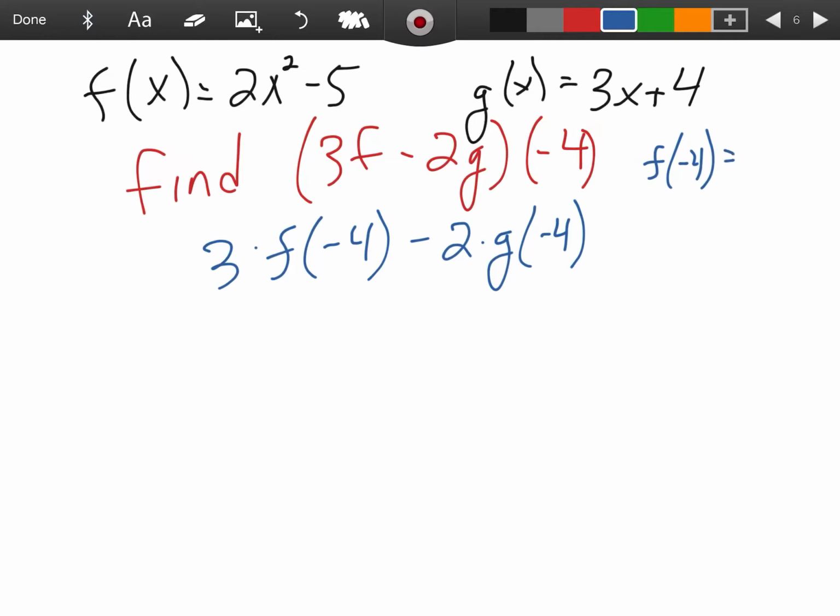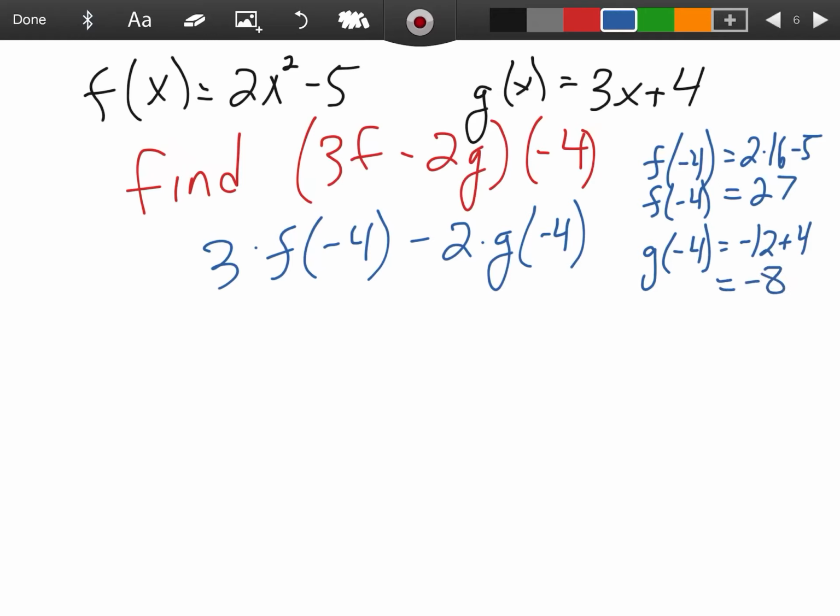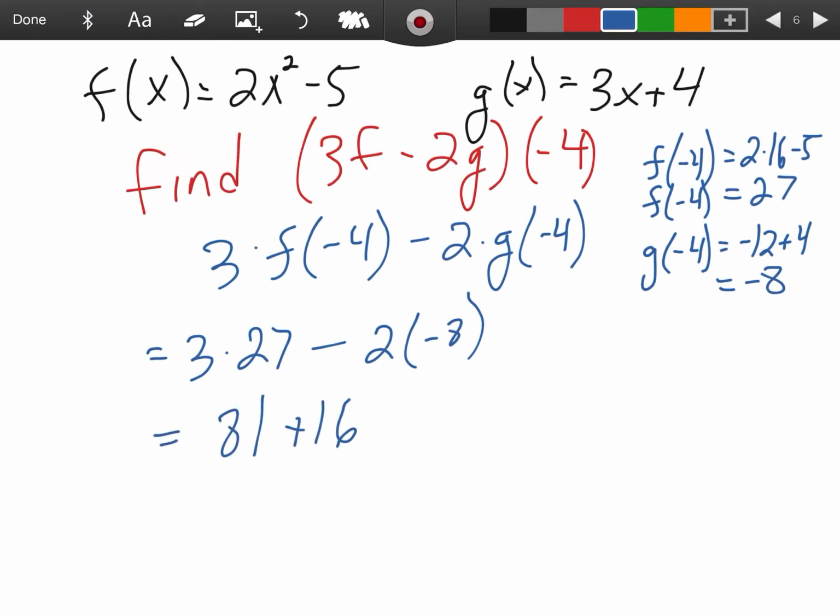If I were to plug in -4, I get 2 times 16 minus 5. That's going to be 27. So f of -4 is 27. And then g of -4, that's -12 plus 4, which is -8. And now I'll just plug those two values in. So it's 3 times 27 minus 2 times -8. 3 times 27, that's 81. And then plus 16, well, 81 plus 16 is equal to 97. All right, so that is 3f minus 2g of -4.